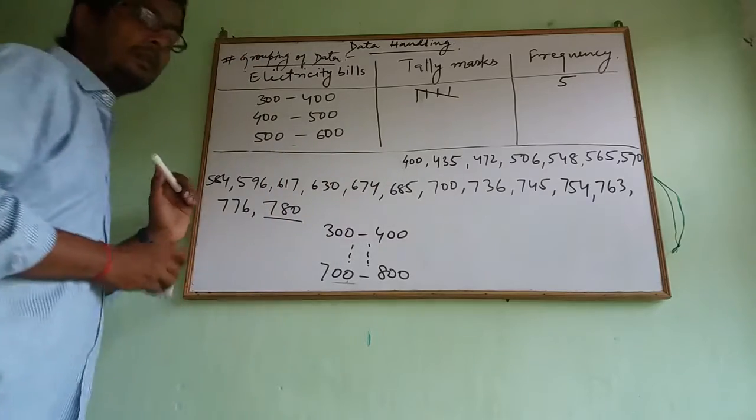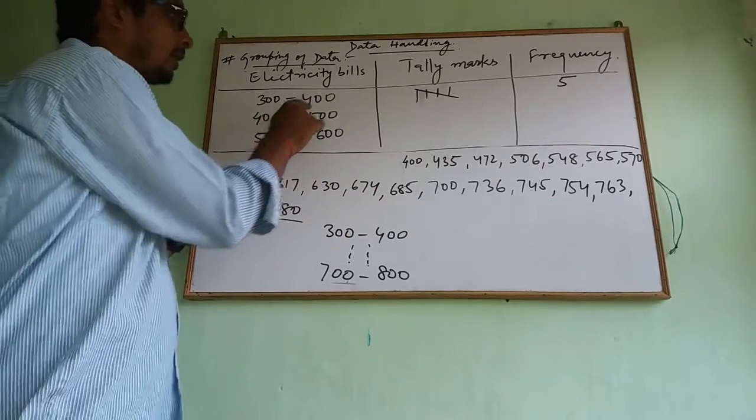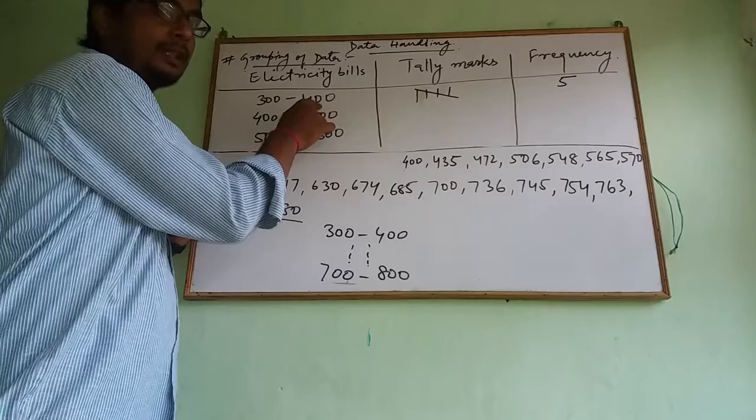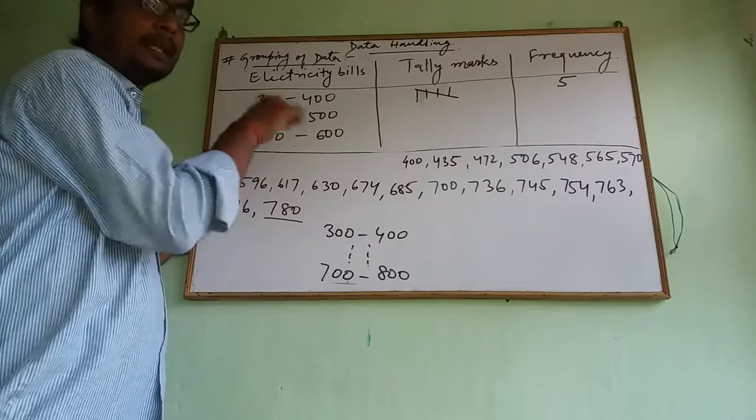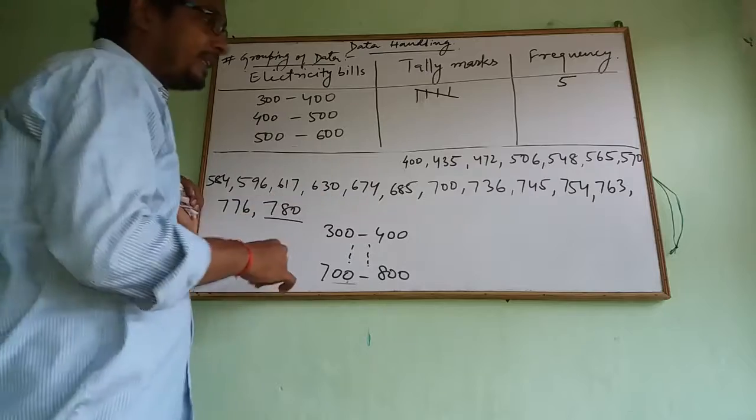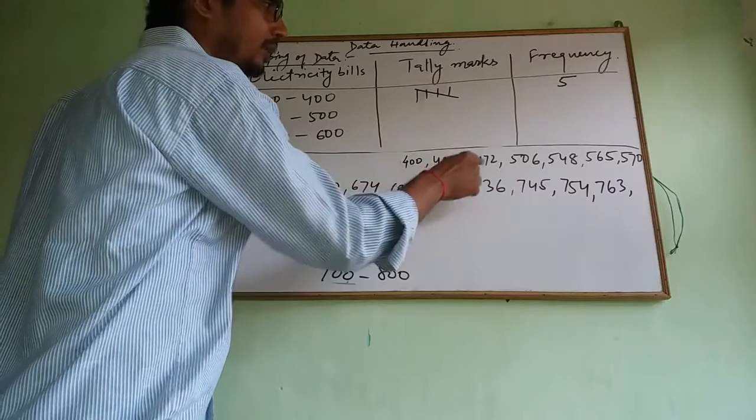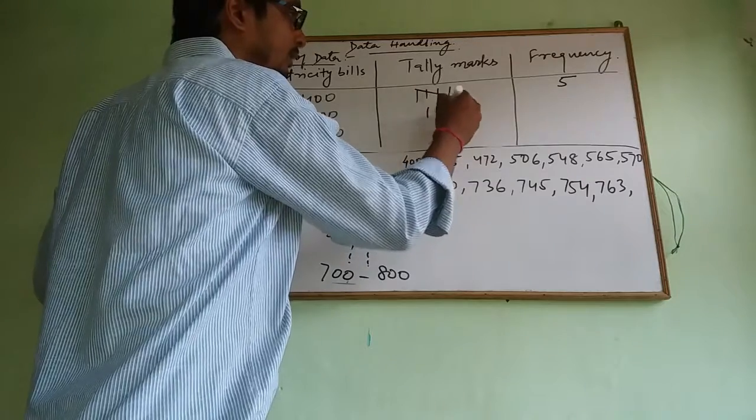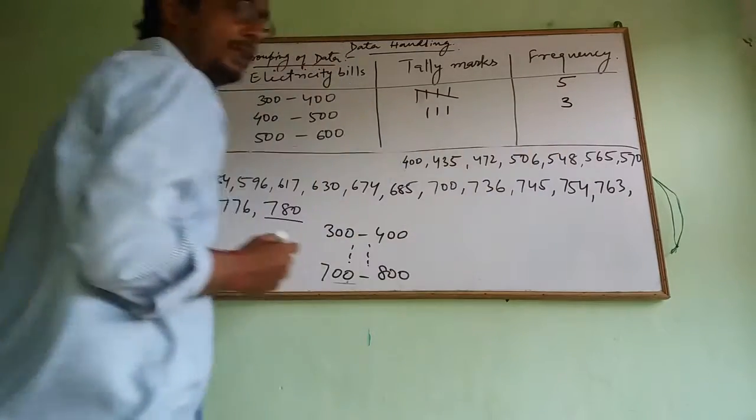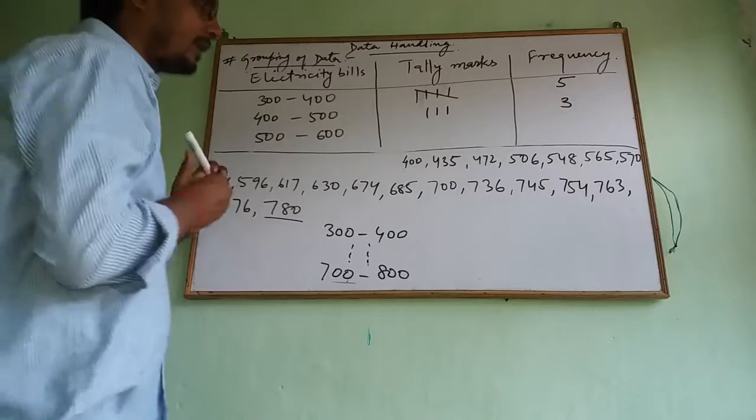Okay, now let's start with the second interval. In the first interval 400 is not included, in the second it is included. So between 400 and 499, how many data are there? 1, 2, 3, only 3. So I write the tally marks for three, and I write 3 here as the frequency. Now erasing it.